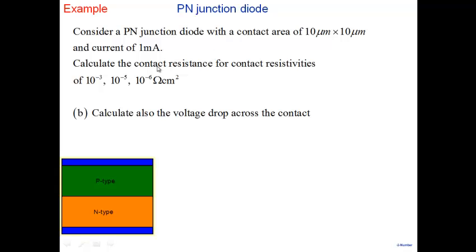Okay. So what we want to know is what happens when the contact resistivities are of this value, and how much voltage is dropped across the contact. We assume a typical current in a PN junction diode of 1 milliampere. Okay. So it's very simple to calculate the contact resistance. RC will be equal to contact resistivity divided by area. So that's the important equation here. All that we have to do is put a value of 10 to the minus 3 divided by area, put a value of 10 to the minus 5 divided by area, and so we can easily calculate here.